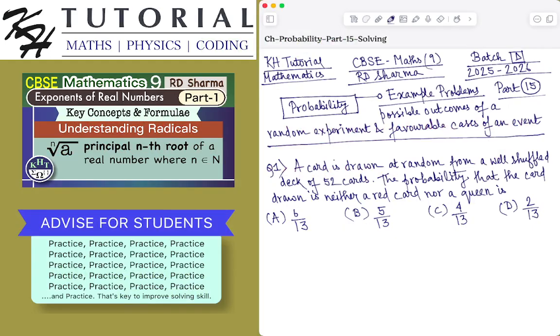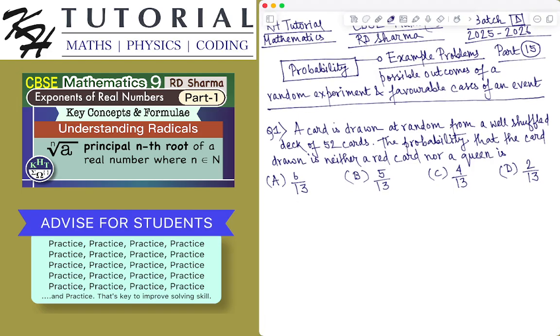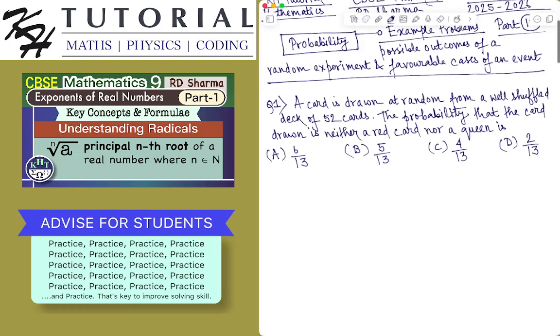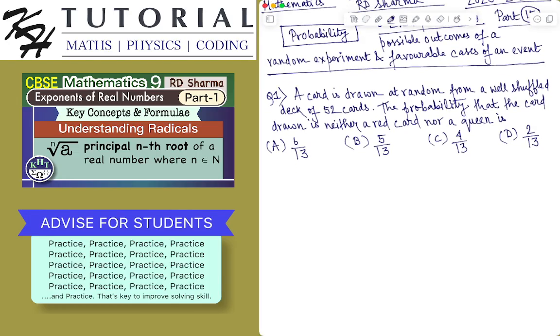Okay, the first problem says: a card is drawn at random from a well shuffled deck of 52 cards. The probability that the card drawn is neither a red card nor a queen. Neither a red card nor a queen.